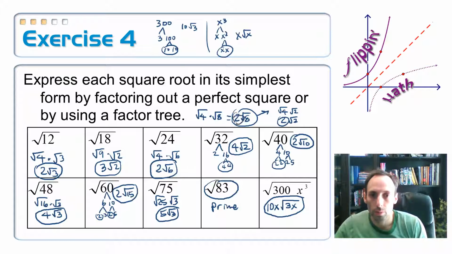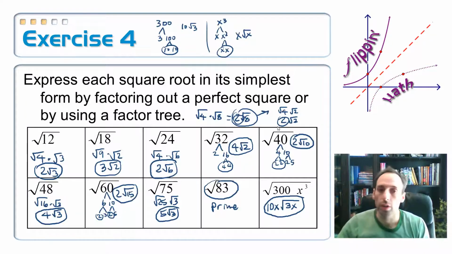If I have this 2 multiplied times that 2, that gives me the 4 that's out front.